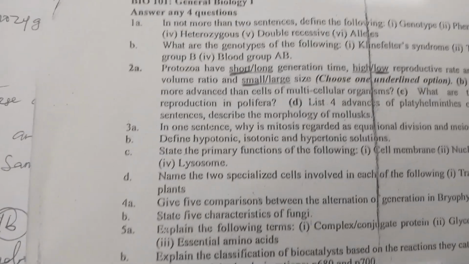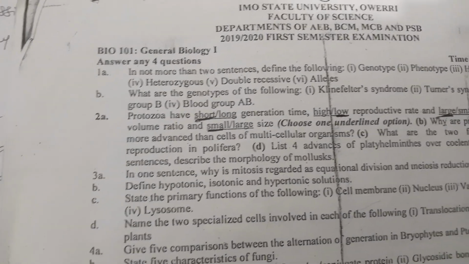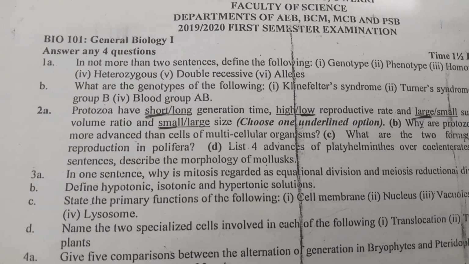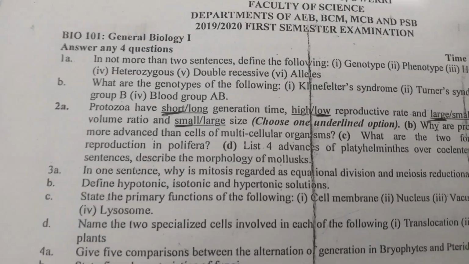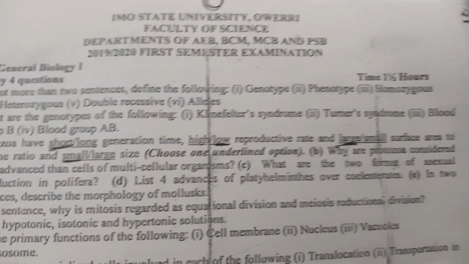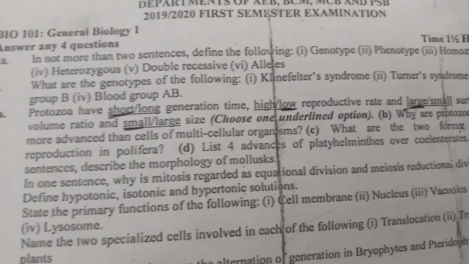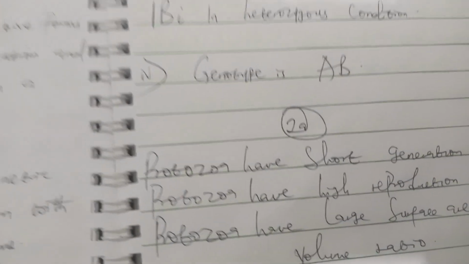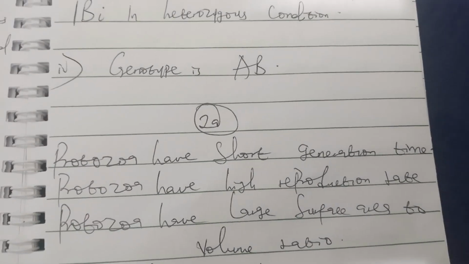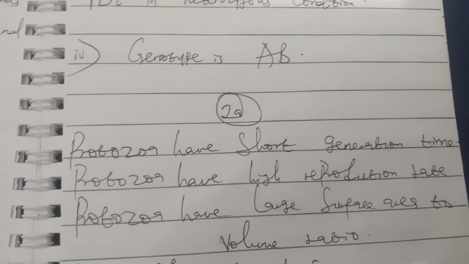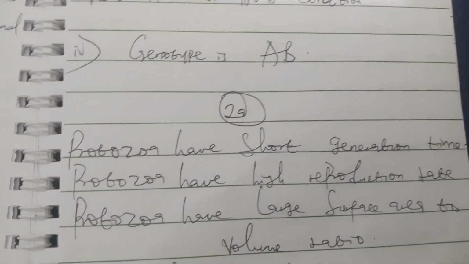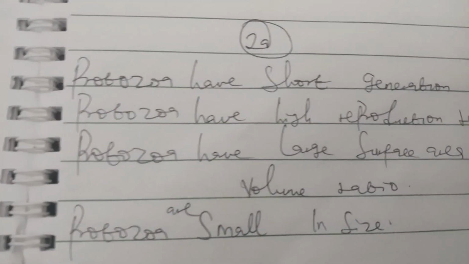Now, for question 2A, let's get the past question. It says, protozoa have, and look at the options: short or long generation time, high or low reproductive rate, large or small surface area to volume ratio, small or large size. Choose one underlined option. Here I chose that protozoa have a short generation time, a high reproductive rate, a large surface area to volume ratio, and protozoa are small in size.